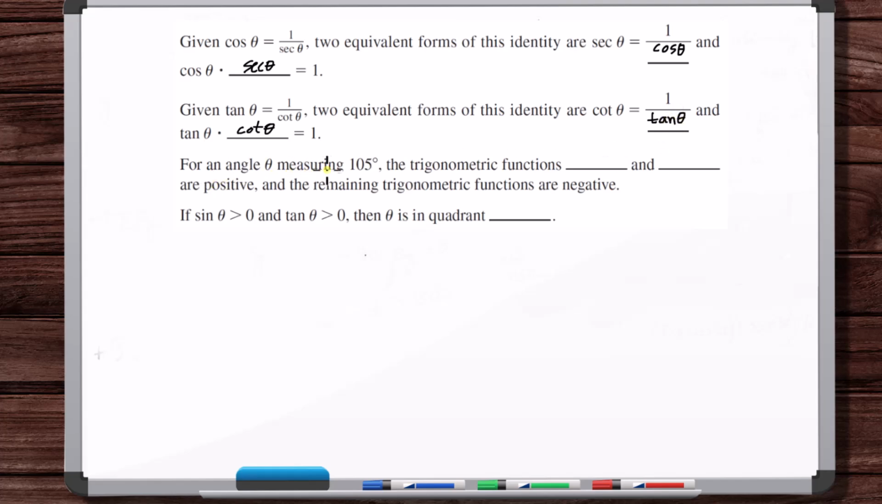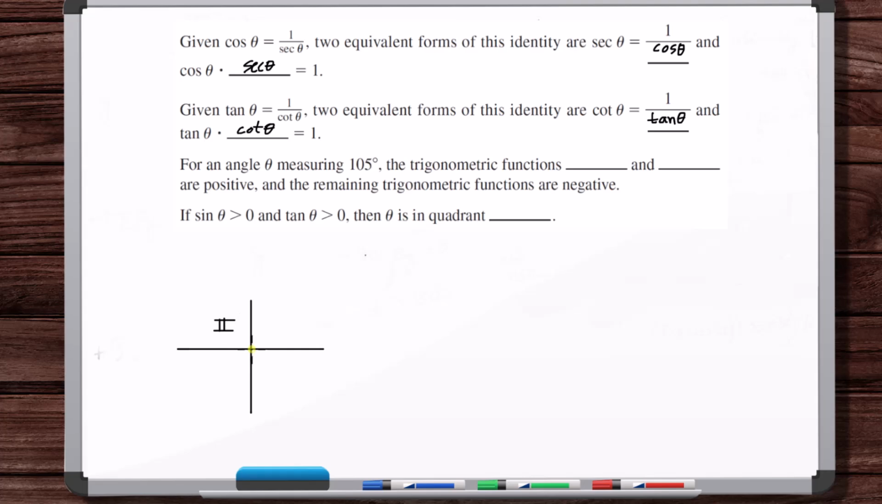For an angle measuring 105 degrees, the trigonometric functions blank and blank are positive, and the remaining trigonometric functions are negative. All right, so when you're thinking about is a trig function positive or negative, what you're thinking about is what quadrant the angle is in. So 105 degrees is going to be in the second quadrant. Now that you know the quadrant you're in, you just think about, for any angle, the right triangle that would be drawn.